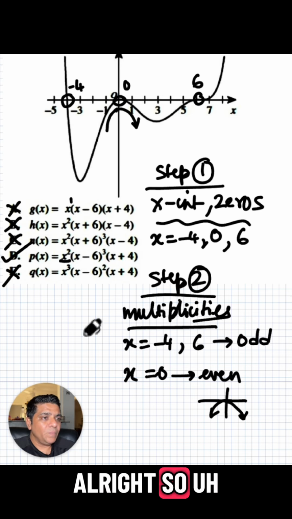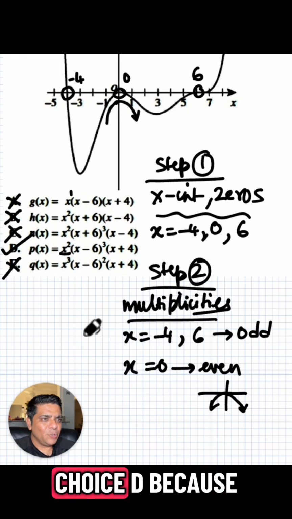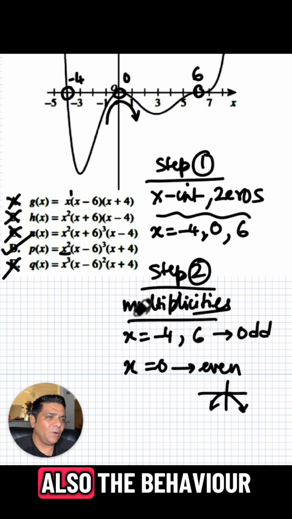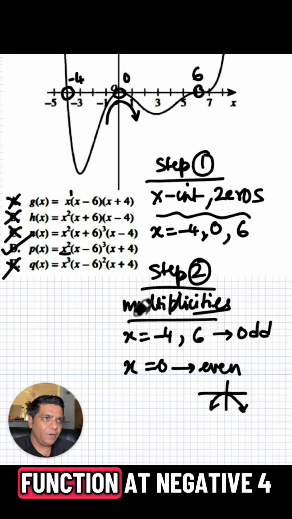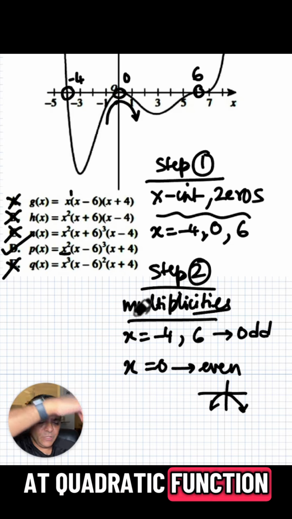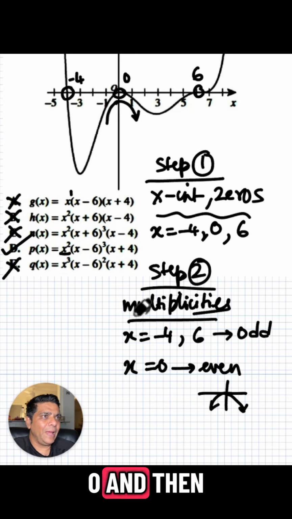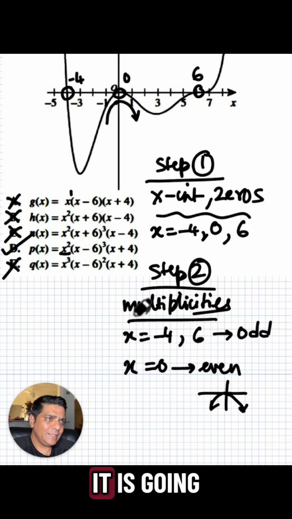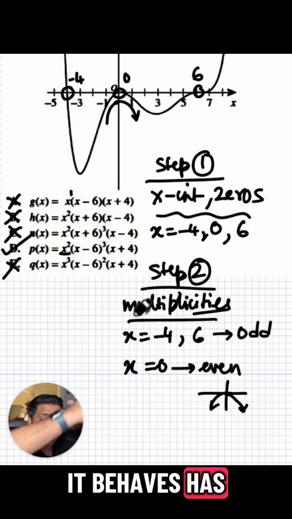All right. So our right answer is choice D because it has the right multiplicities. Also, the behavior is correct. It's going through like a linear function at -4, like a quadratic function touching the x-axis and rebounding back at 0, and then finally at 6, it is going like a cubic function. Its behavior has an odd multiplicity.